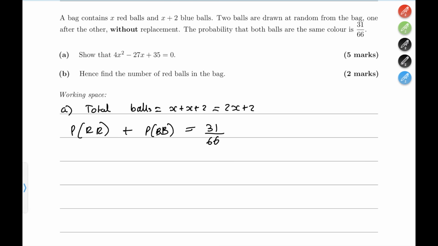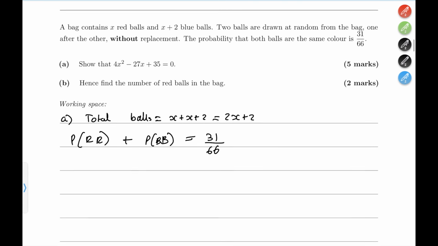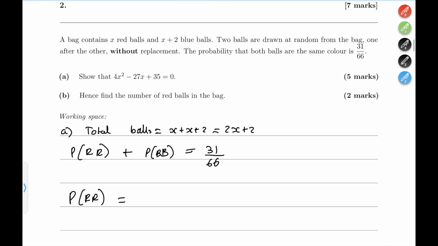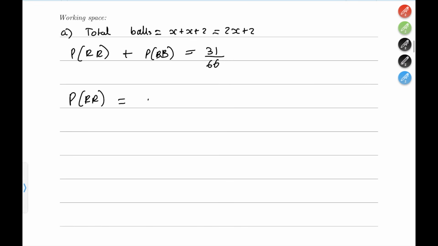So let's think, what is the probability of getting 2 reds if we consider it's without replacement? So the probability of red, okay, what's the probability of just picking up 1 red? Because there's x red balls, it will be x over the total, which is 2x + 2.